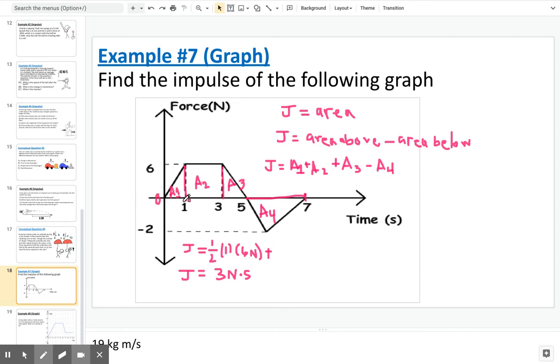We have base times height. My base, I'm going to have 3 minus 1. So this length is technically 2, and my height is still 6. So I'm going to have 2 seconds times 6 newtons. I get 12 Newton seconds. It's above the x-axis, so I'm going to add that area. Next up, we have A3, which again is 1/2 base times height. My base is going to be 5 minus 3, I get 2, and my height is still 6 newtons.